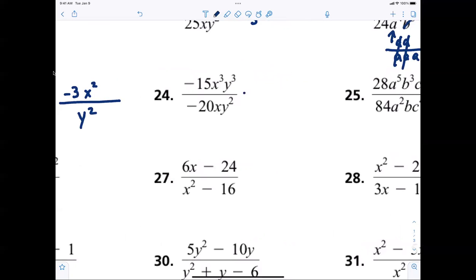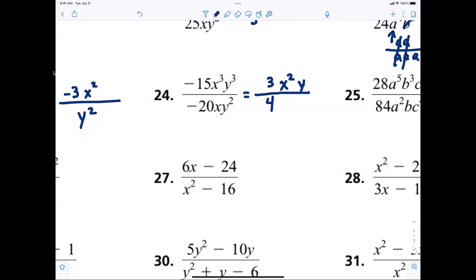Reducing 24. 3 over 4. And then x squared on the top, and y on the top. Good?